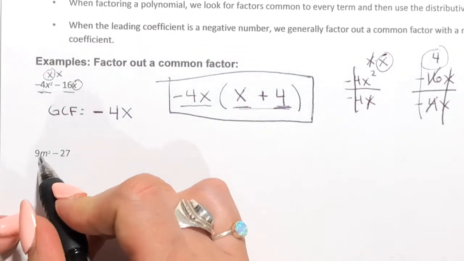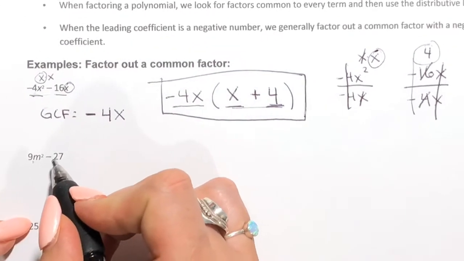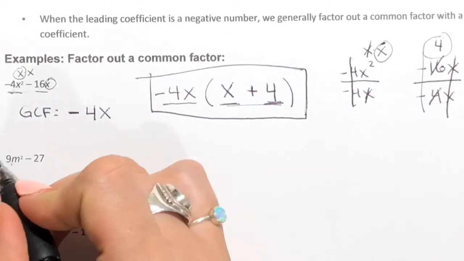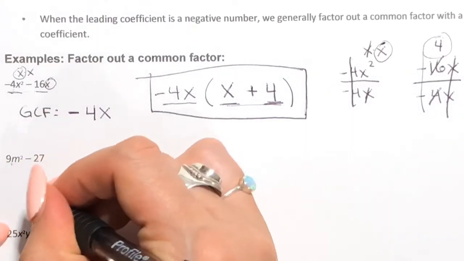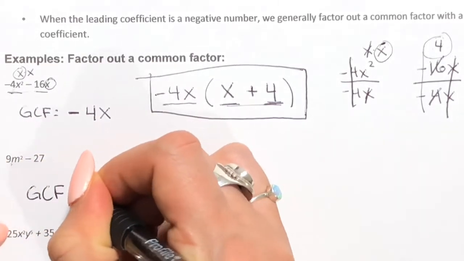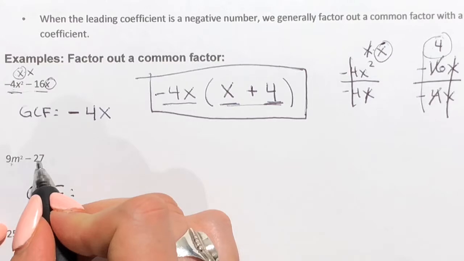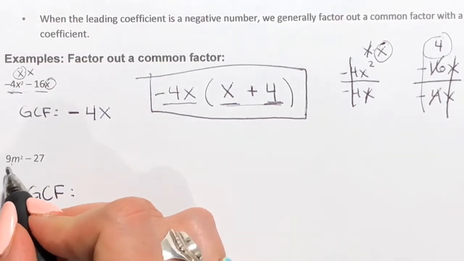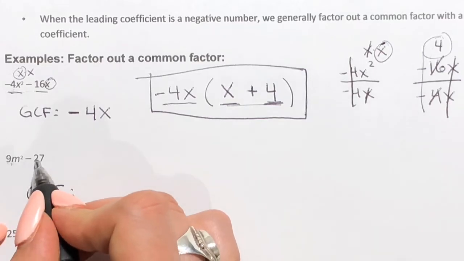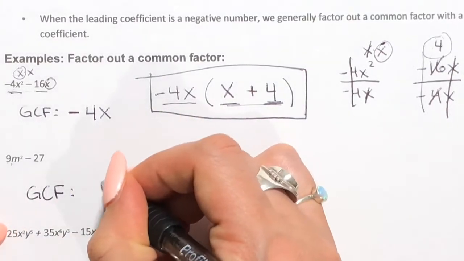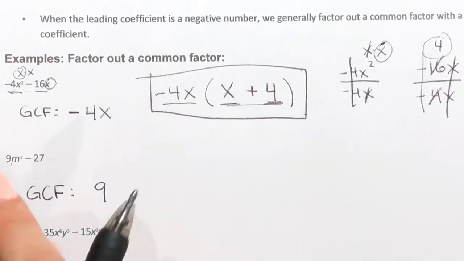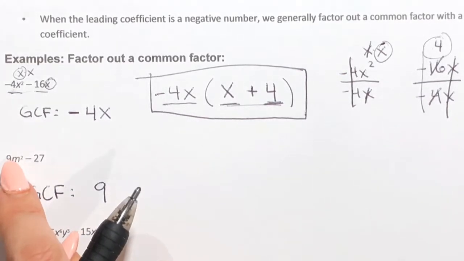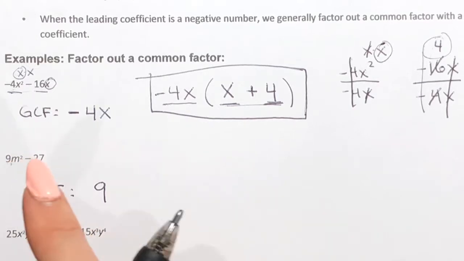Here we have 9m squared minus 27. And I know that little square is really small. So when I'm finding my greatest common factor, I like to look at the numbers first. So 9 and 27. 3 goes into both, but again, I want the greatest one, the biggest one. So 9 will go into 9, and 9 also goes into 27. So 9 is going to be our common factor. And this leading coefficient, 9, is already positive, so we don't need to take a negative out. We want this one to stay positive.